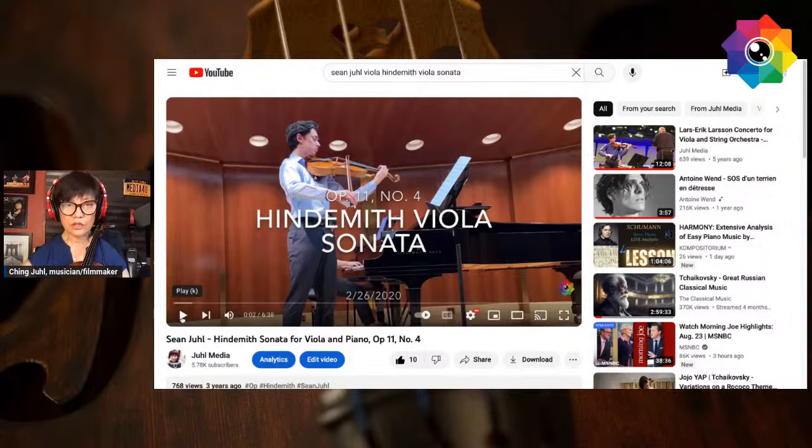So this is Sean playing Hindemith Viola Sonata, Opus 11, Number 4. What does that mean? These are just catalog numbers organized by the publisher. So opus 25 means it comes after opus 11. I don't think the composer wrote these numbers, like Beethoven's opus 9 number 1, number 2 and number 3. They are organizational, because the publisher needs to have these numbers.